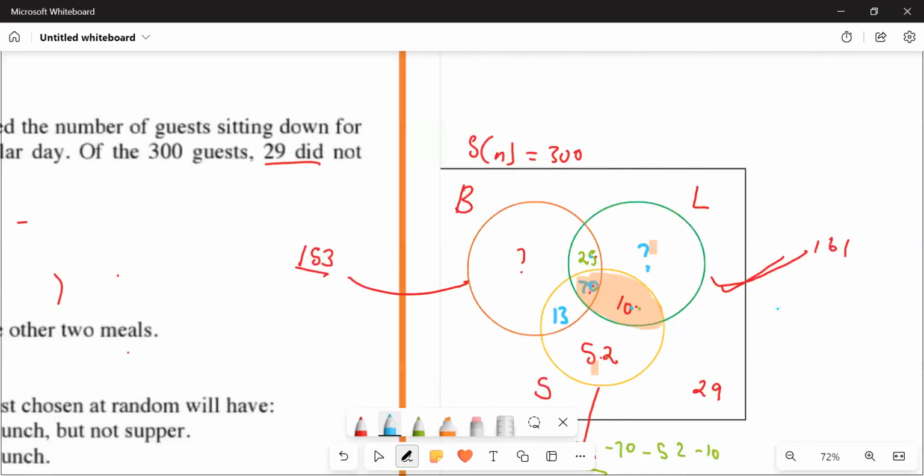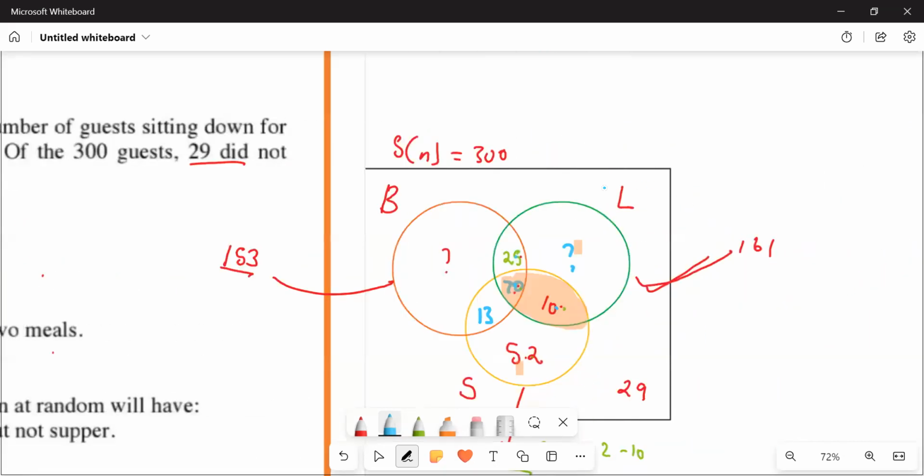But all in all, how many do we have as the green one? 161. So if we want to get this one, which is lunch only, we say 161 minus 25, minus 7, minus 10. So how many were at lunch only? This one is going to be 56.